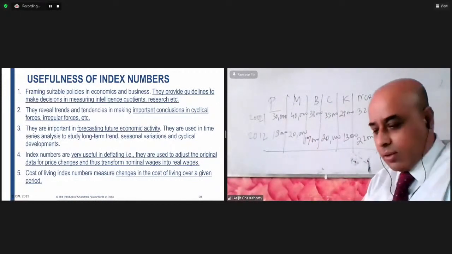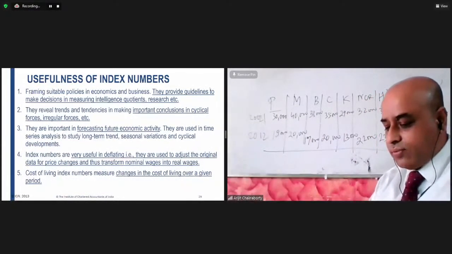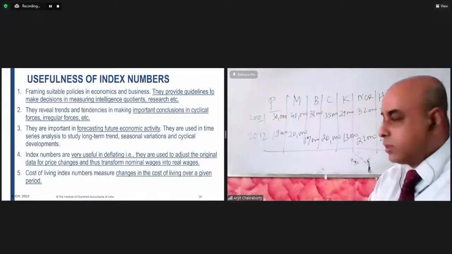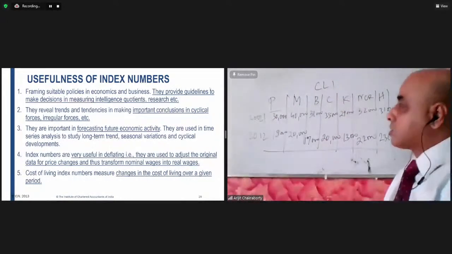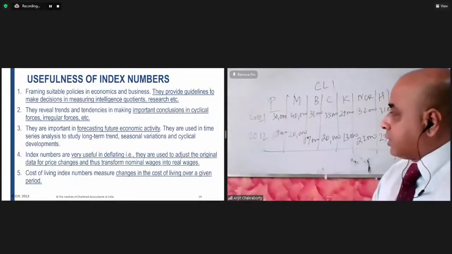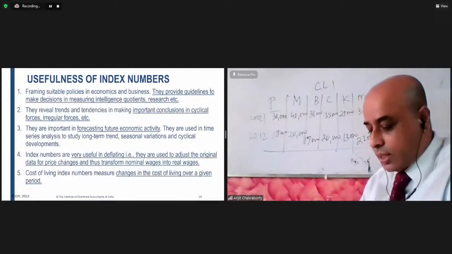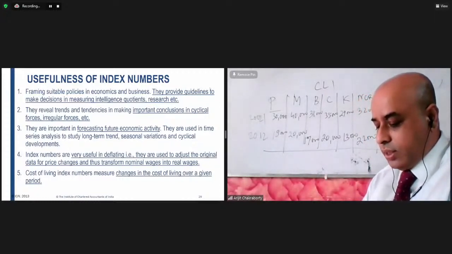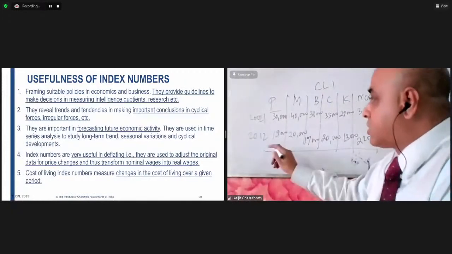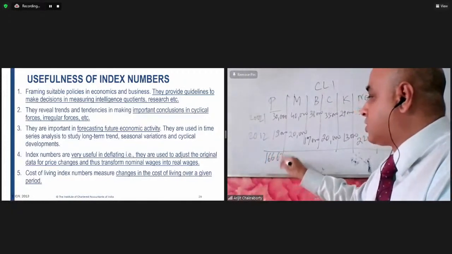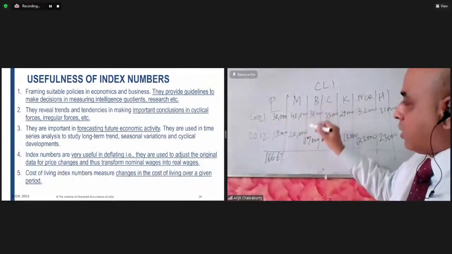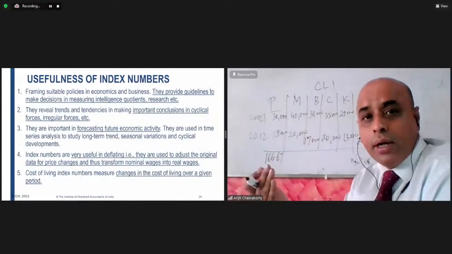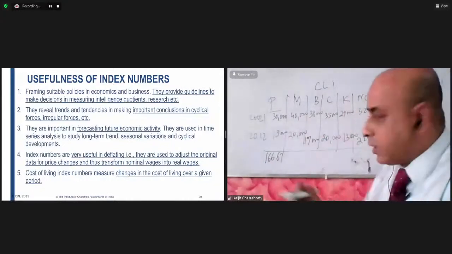So just do the calculation quickly with me and see if you can arrive at the same conclusion. I'm trying to find out the cost of living index, so I write CLI for Pune. Pune is 30,000 by 18,000 into 100. That means 30 divided by 18 multiplied by 100. So I'm getting 166.67. Pune's CLI is done. Now we move quickly to Mumbai. Mumbai, 40,000 by 20,000 into 100. You can clearly see it will be 200.